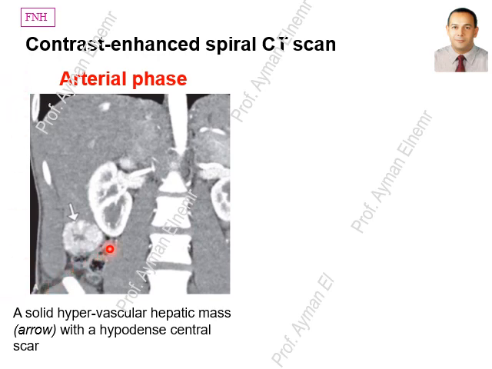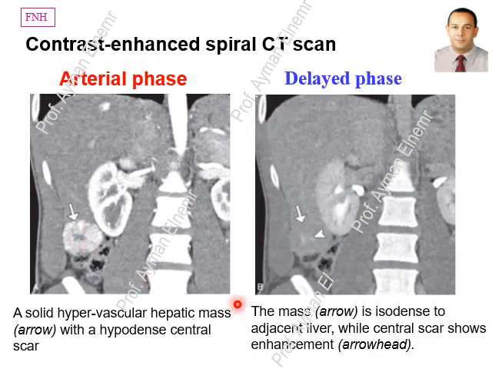The arterial phase demonstrates a solid hypervascular hepatic mass indicated by the arrow with a hypodense central scar. The subsequent delayed post-contrast image shows that the mass indicated by the arrow is isodense to the adjacent liver, while the central scar shows enhancement indicated by the arrowhead.